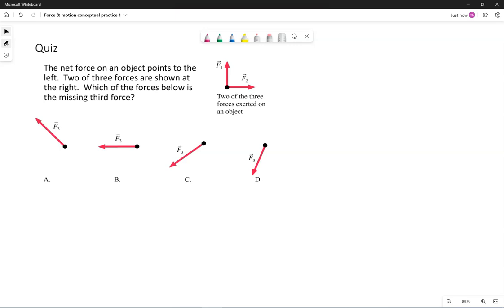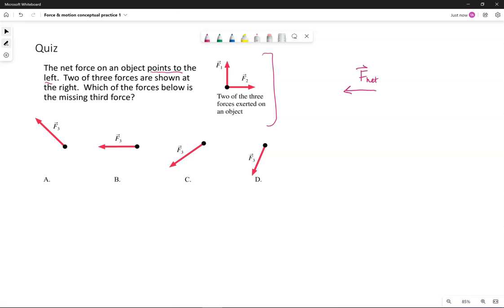So we have an object. Hopefully you've gone through and chosen what you think the answer should be. We're told that the net force on this object points to the left. So overall, if I was to draw a vector representing the net force, it would point to the left somehow. I don't know how long, I don't know how far to the left, but it has to point to the left. They've given us in this picture 2 of the 3 forces. We need to choose which of the options below would be the missing third force.